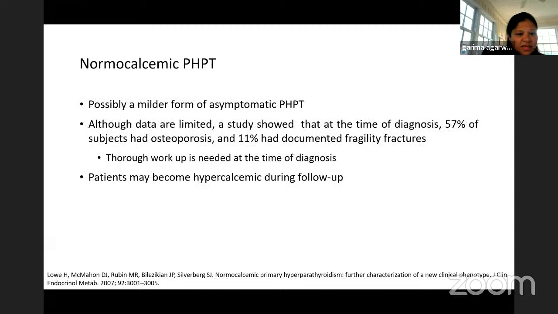As I said, it is possibly a milder form of asymptomatic primary hyperparathyroidism. Limited data, one study has shown that at the time of diagnosis, about 50% of the patients can have bone disease, osteoporosis, fragility fracture.